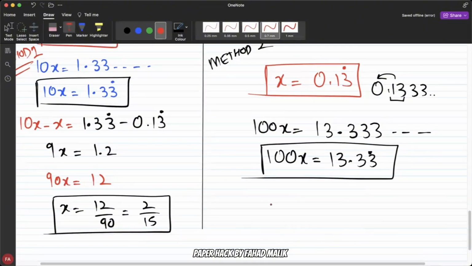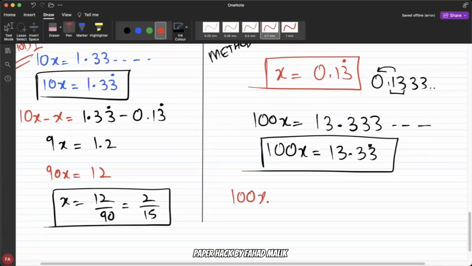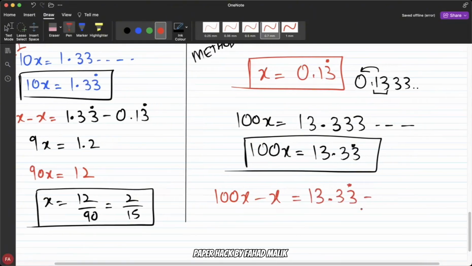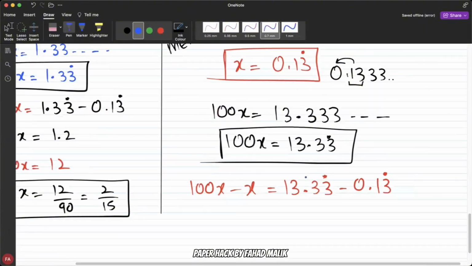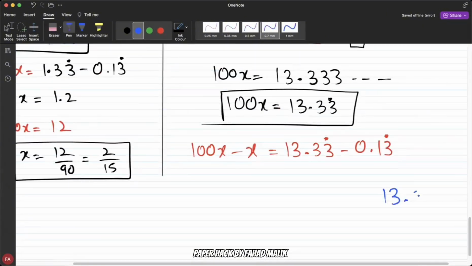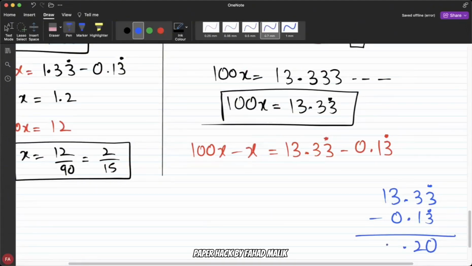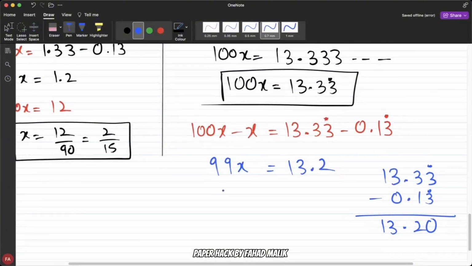If that is the case, let's try subtraction. 100x minus x equals 13.33 dot minus 0.13 dot. If you subtract this 13.33 dot minus 0.13 dot, you'll realize this and this cancels out. 3 minus 1 is 2. 13 minus 0, this is going to be 13.2. And then we'll have 99x.